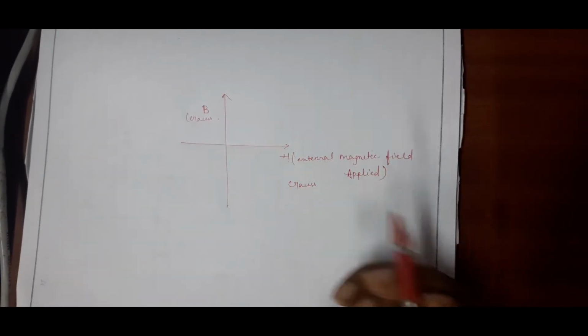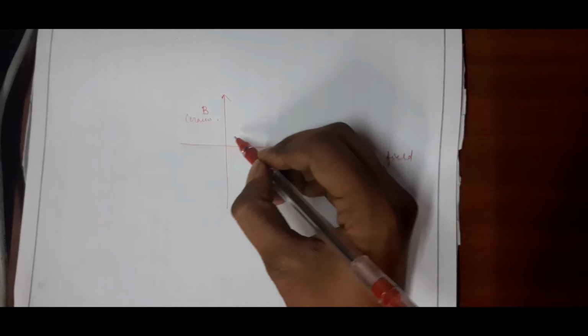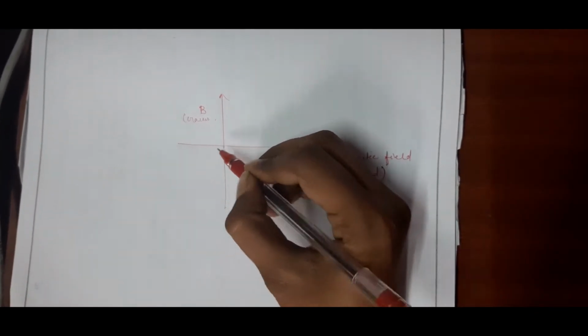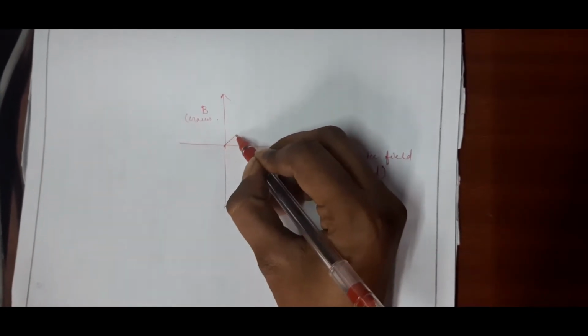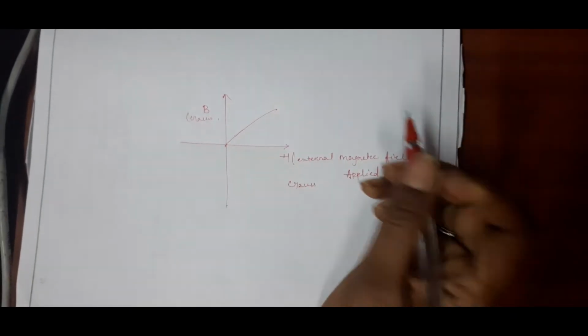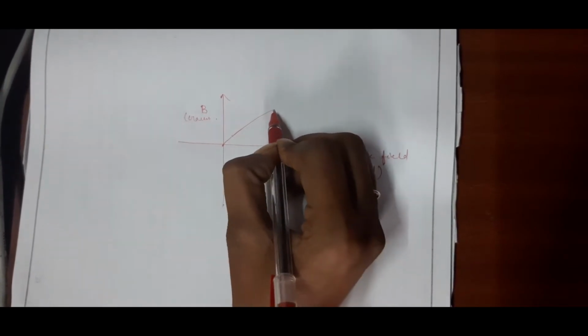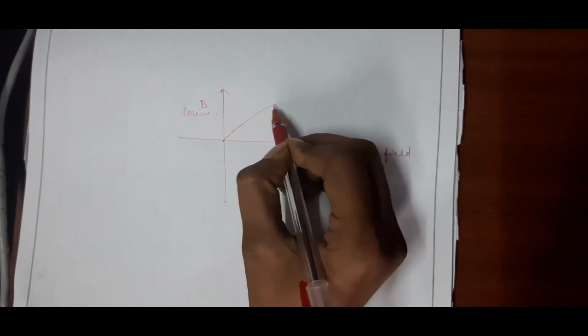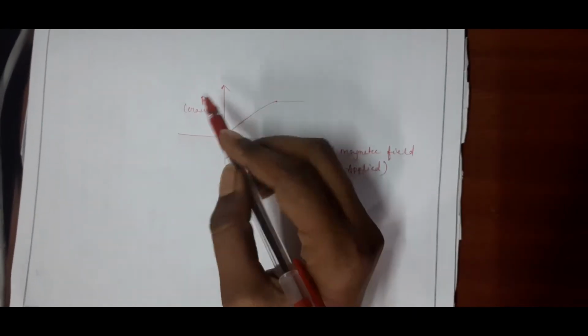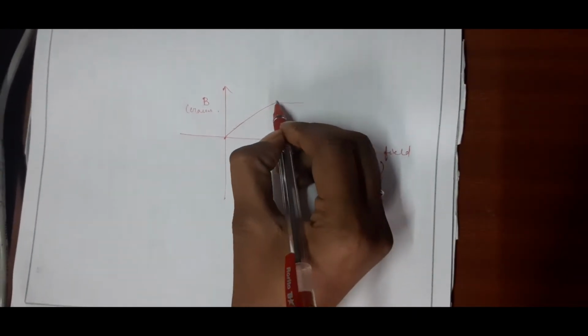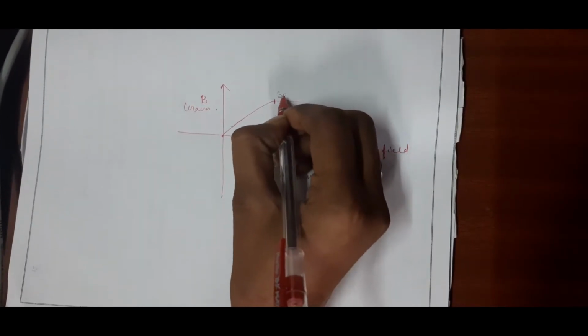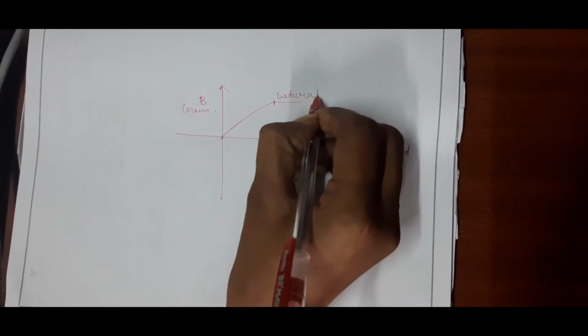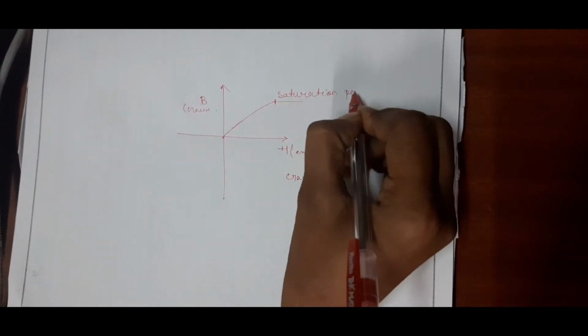When we increase the H value, that is the magnetic field, the B also increases, and up to a particular point. After that, when we increase the H value, there will be no increase in the B value. So this is constant. By increasing the H, there is no change in B. So this point is called the saturation magnetization. That is the saturation point.